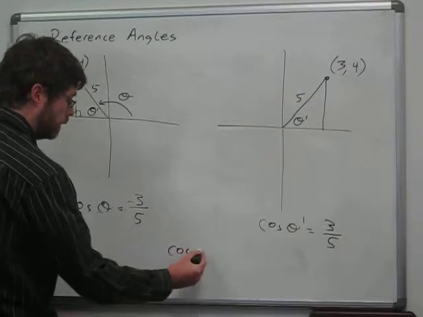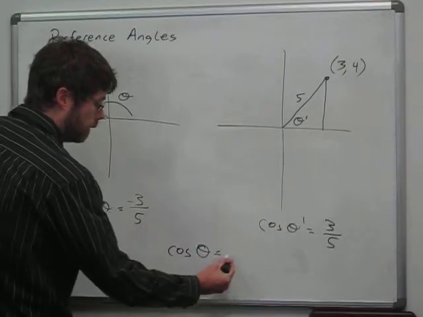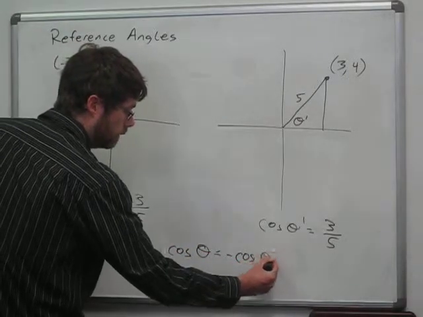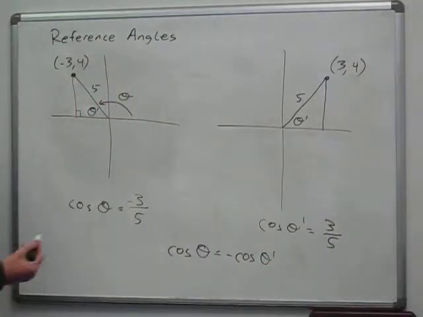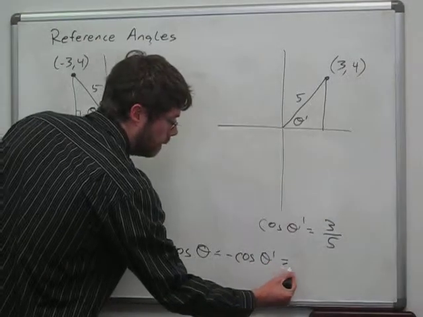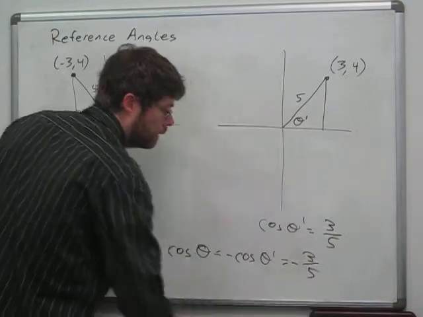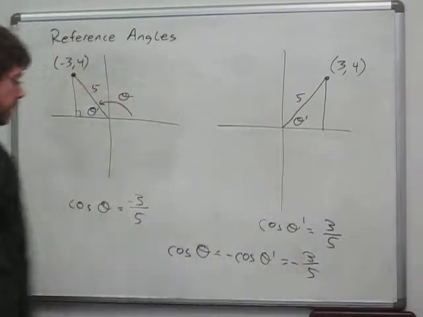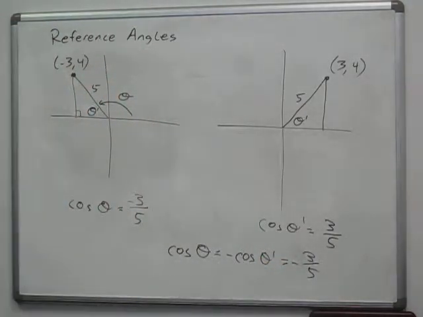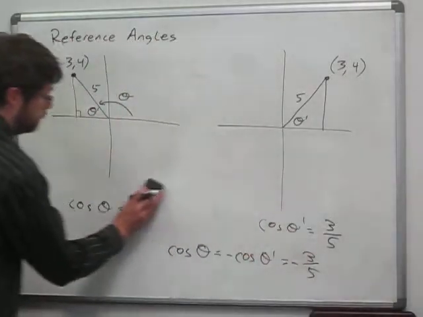So what I could write is the cosine of theta is negative the cosine of the reference angle, and we're going to get -3/5, which is exactly what we computed just thinking about quadrant 2 and the definition of cosine. So let's look at another example.